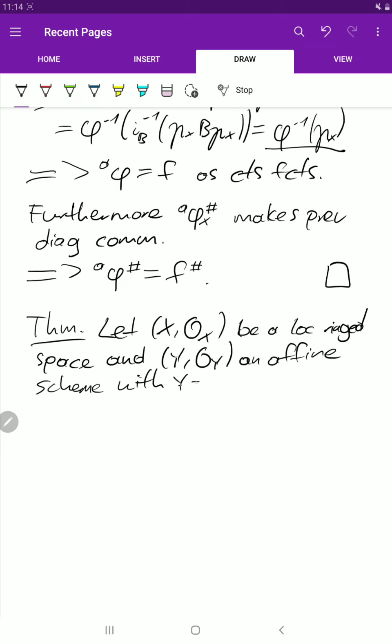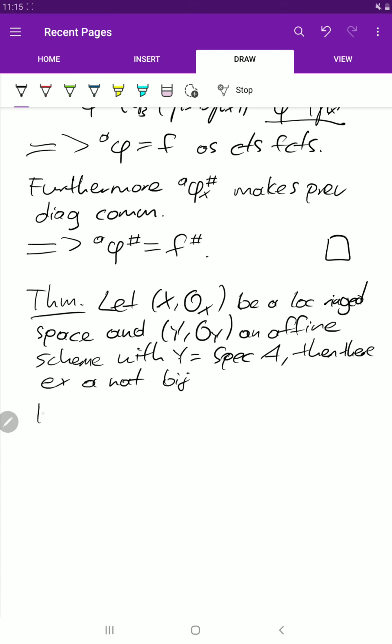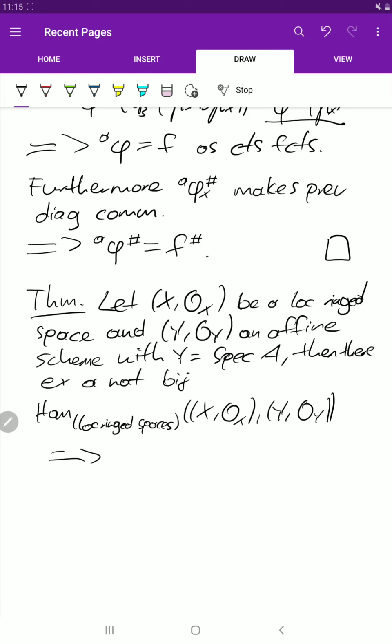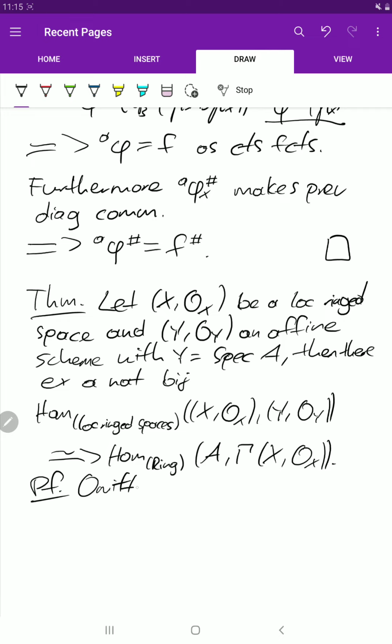Let's say Y is equal to the spectrum of A, and the claim is that there exists a natural bijection between two Hom sets, namely the Hom in the category of locally ringed spaces from (X, O_X) into (Y, O_Y), and the homomorphisms of rings from A, where Y is the spectrum of A, into the global sections of the structure sheaf on X. As I mentioned, we won't prove this, but it's helpful to know this.